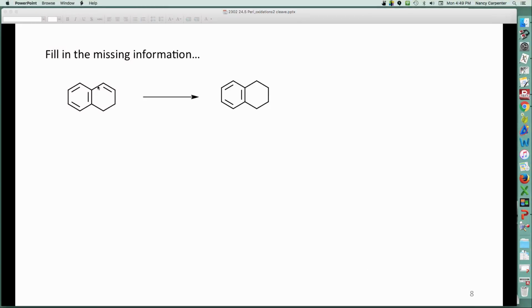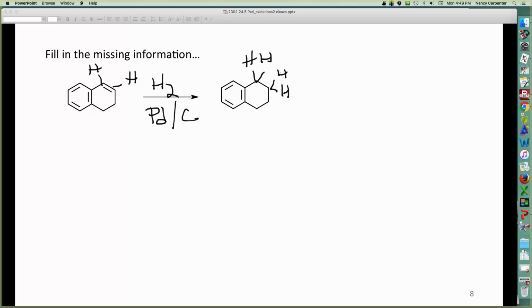All right, fill in the missing information. What does it look like is happening? Clearly I am going from H, H to, lots of H's, a reduction. So that tells you right away I'm going to add H2. H2 by itself will not do diddly squat. I need to have a transition metal catalyst, so hydrogen and palladium would work wonders.